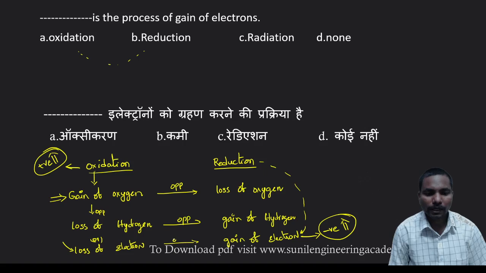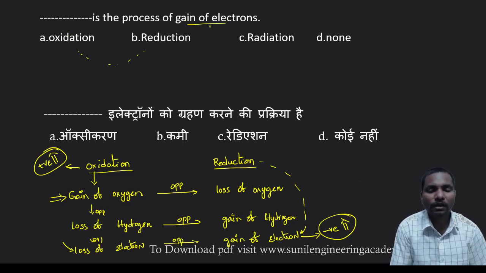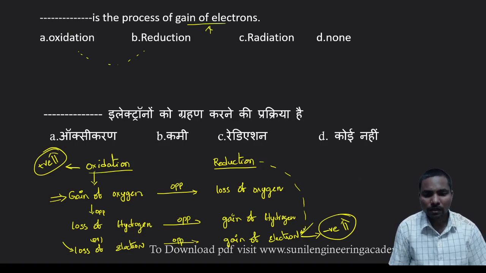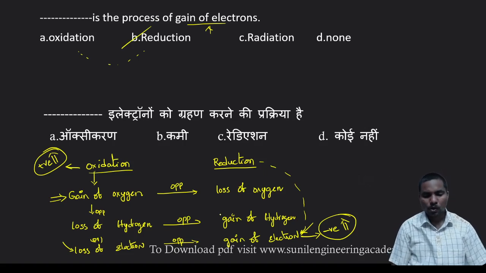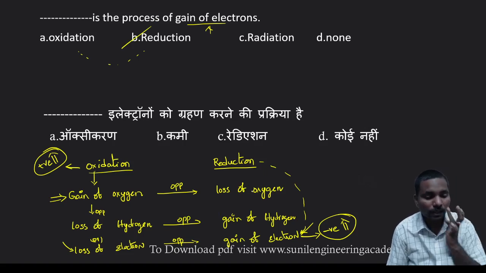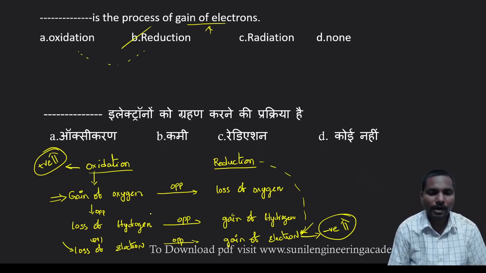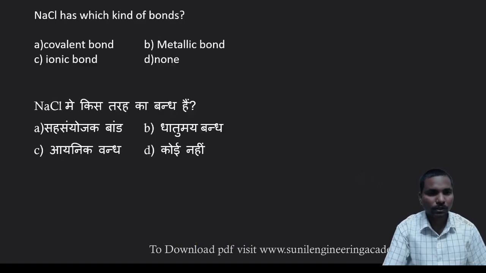All of you clear? 8 questions. So if they are asking dash is the process of gain of electrons, gain of electrons is nothing but reduction. Answer is option B. All of you note this down and try to remember it the same as what I said. Coming to the next question.